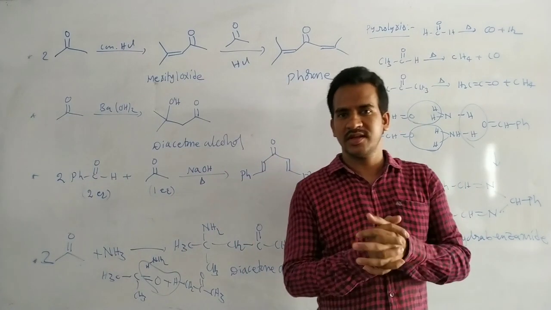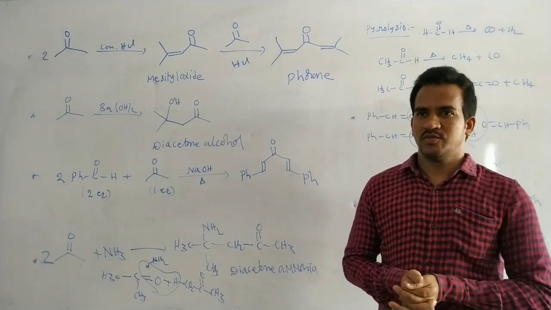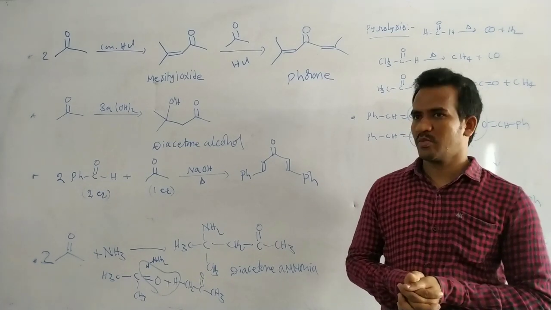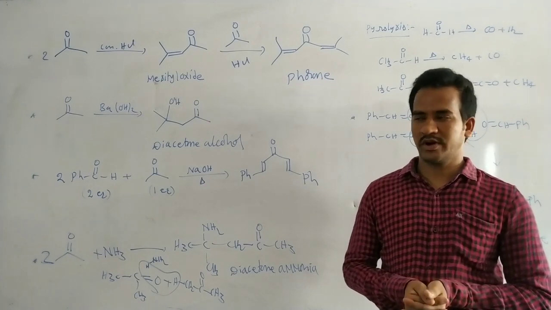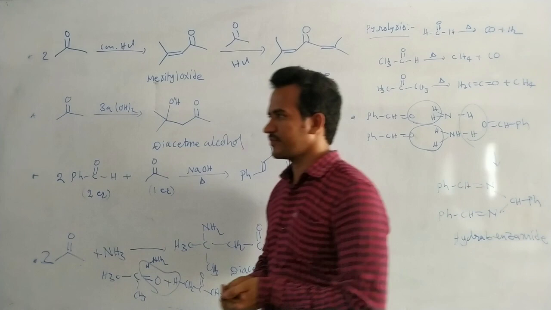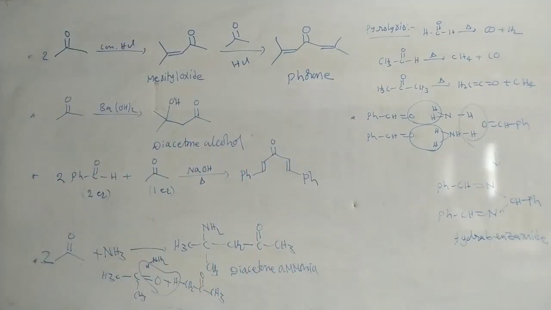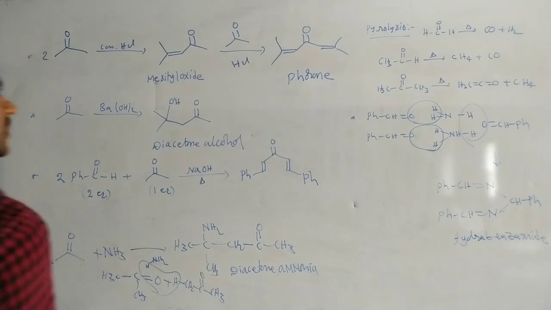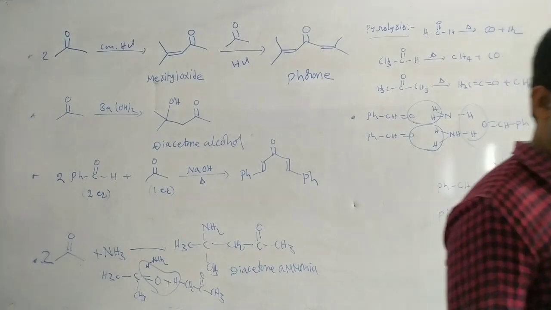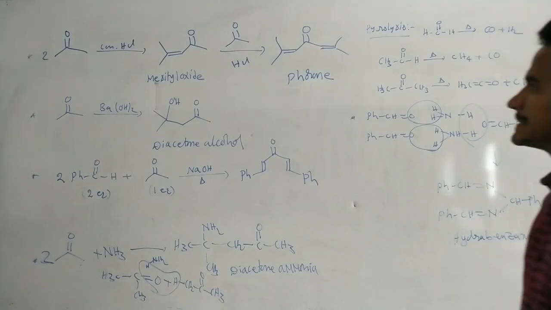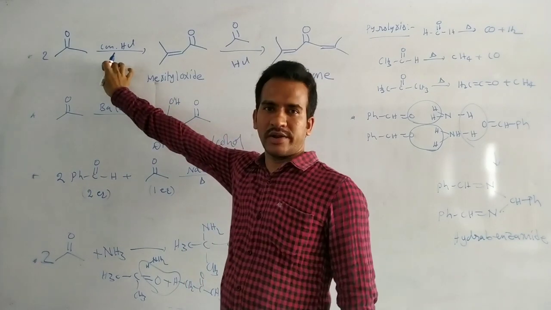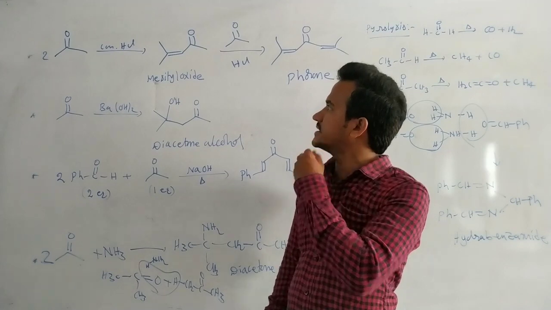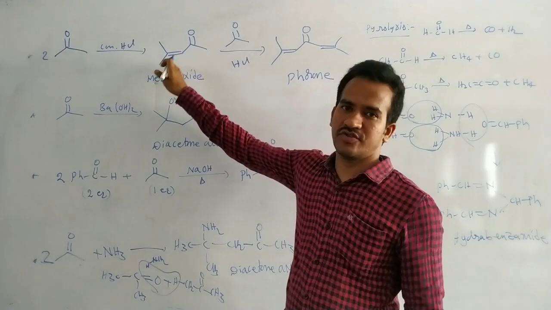So next, some more reactions of carbonyl compounds. With this class, we will finish the carbonyl compounds. Okay. So in this case, the acetone molecule, in aldol condensation, gives an alpha beta unsaturated compound.